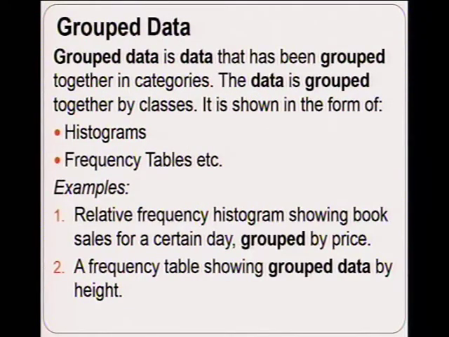Now, before we get to that, I want us to look at the concept of grouped data. What is it that we call grouped data? Grouped data is data that has been grouped together in categories. The data is grouped together by classes. It is shown in the form of either histograms or frequency tables. An example could be a relative frequency histogram showing book sales for a certain day, grouped by price, or a frequency table showing grouped data of persons by height.